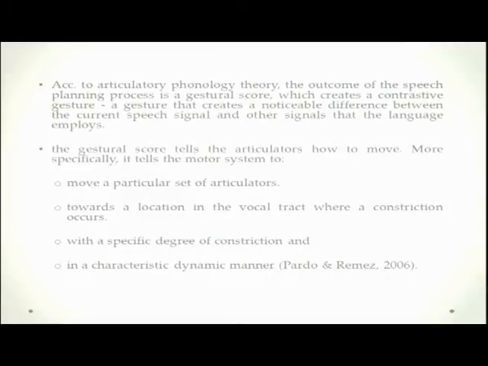Then it includes 3 or 4 things. It includes moving a particular set of articulators towards a location in the vocal tract where the constriction of air has to happen. What is the degree of constriction? Does the air completely stop or only a little bit? And it is very characteristic, it's happening in a very dynamic fashion. So, this is a little bit of the physics of the production of speech. I am not really going into a lot of detail, but what you have to remember is the speech planning part, and also how the speech planning is executed using these different articulators.